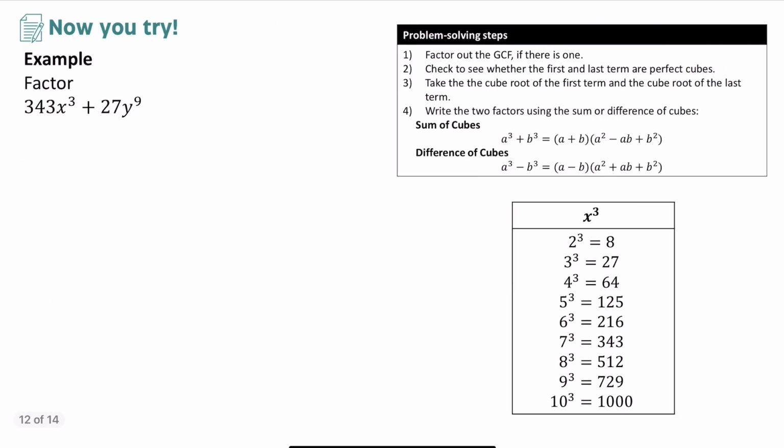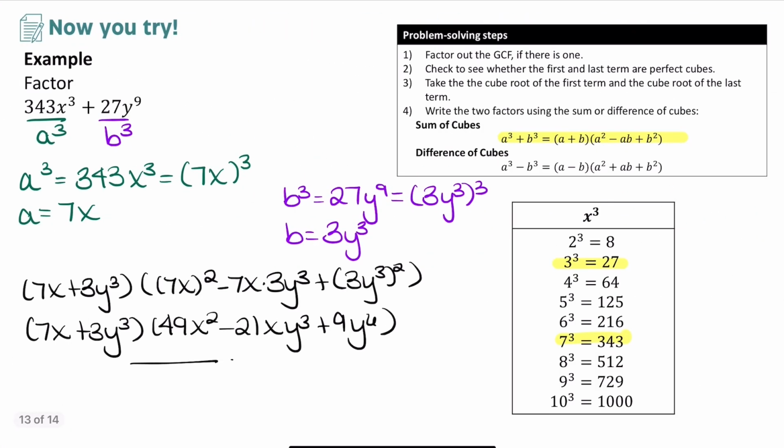So now you can go ahead and pause the video and try doing this example on your own. So here I have 343x cubed plus 27y to the 9th. So a cubed is 343x cubed, so that means I have 7x to the third power, which means a is 7x. b cubed is 27y to the 9th, so that means b is equal to 3y cubed, because 3 to the third is 27, y cubed, cubed is y to the 9th.